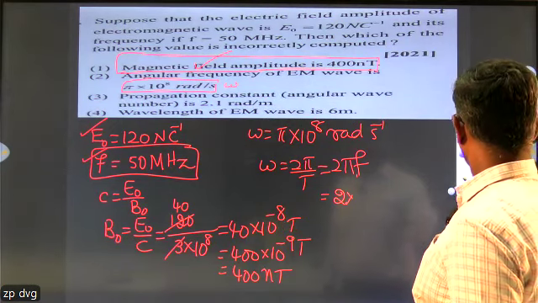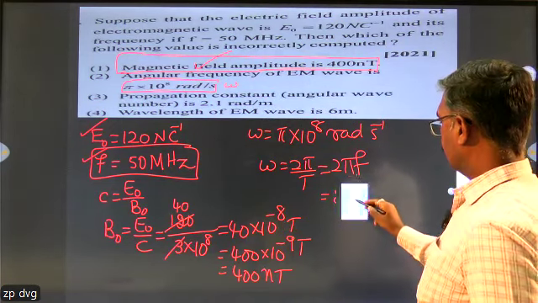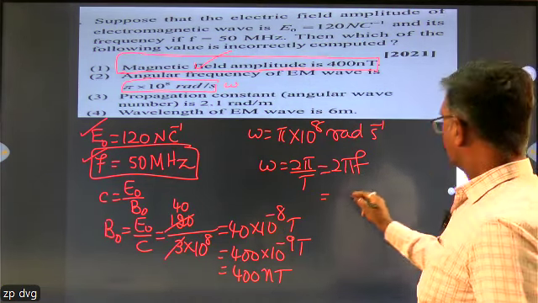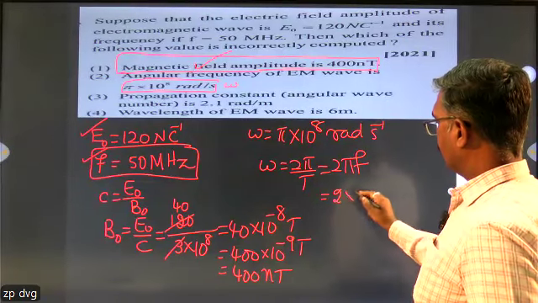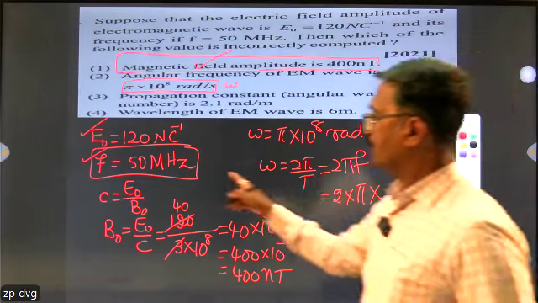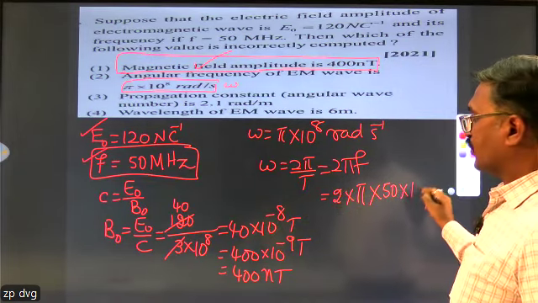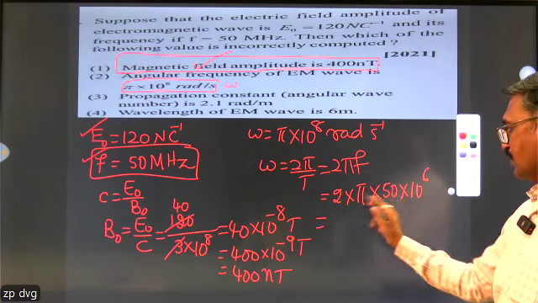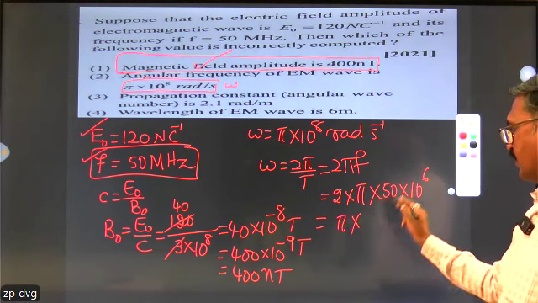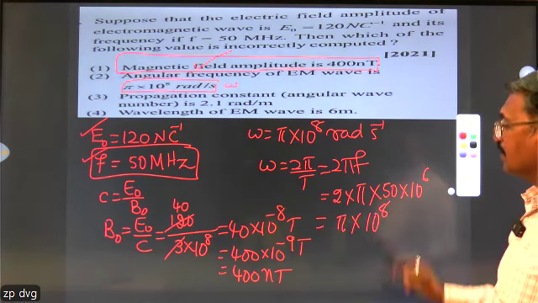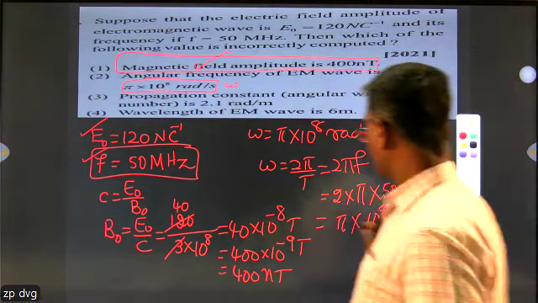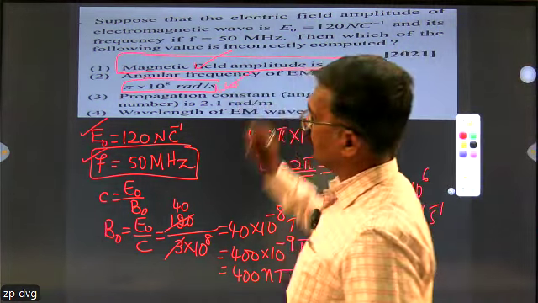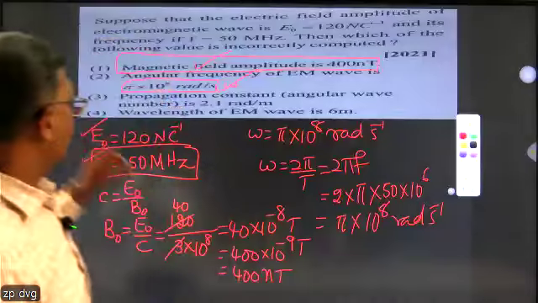So it will be 2 into pi into frequency. How much is the frequency? 50 mega, that is 50 into 10 power of 6 hertz. How much does this come to? 2 into 50 is 100, so it will be pi into 100, and 100 is 10 power of 2, so pi into 10 power of 8 radian per second. The SI unit of omega is radian per second. So the calculation is correct. The second calculation, omega, is also correct.